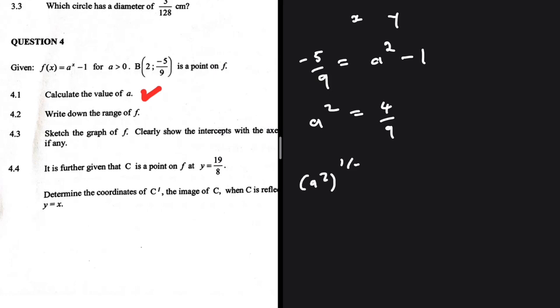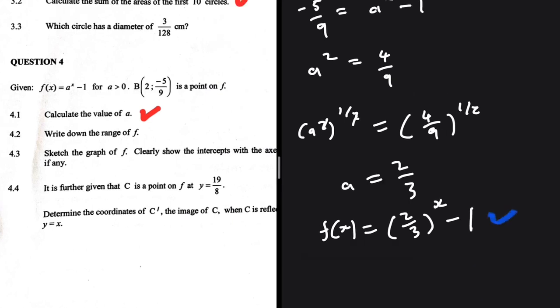So it should be easy to see here that, well, let's just say a to the power 2, everything to the power a half, and then 4 over 9, everything to the power a half. 2 and a half cancel out. We have a being equal to 2 over 3, right? Because 4 to the power a half is 2, 9 to the power a half is 3. So a is equal to 2 over 3. So at this point, we know that f of x is equal to 2 over 3 to the power x minus 1. That is 4.1.